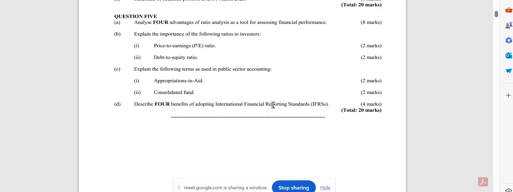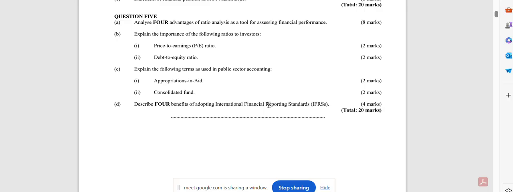So remember, this is different from IPSAS, but for importance or benefits, you just give the same answer. For example, one benefit to an organization for adopting IFRS is to enhance comparability. You can compare 2 firms because all of them are using similar international accounting reporting standards. Another benefit is that it enhances consistency when preparing financial statements. So that is a benefit to firms or companies.